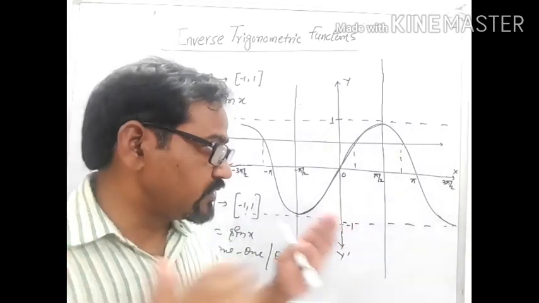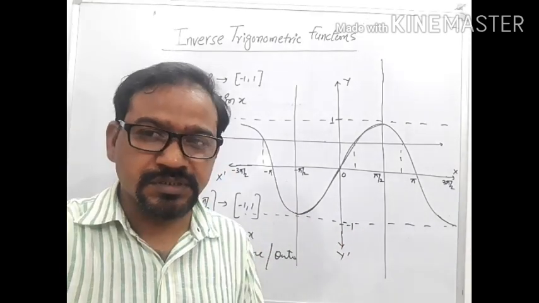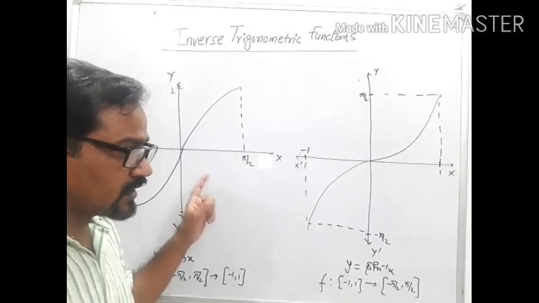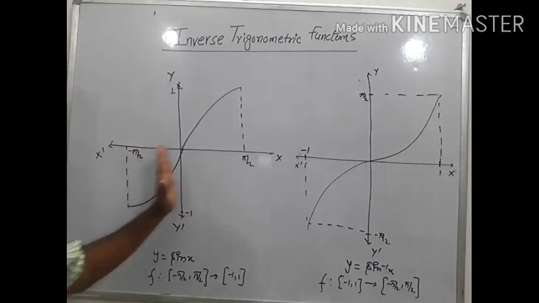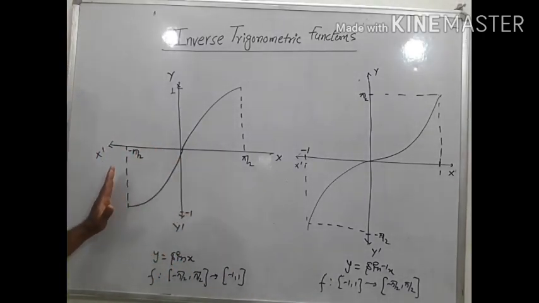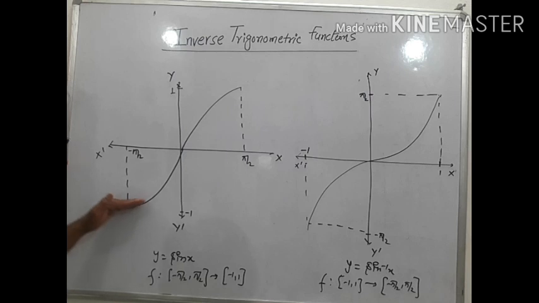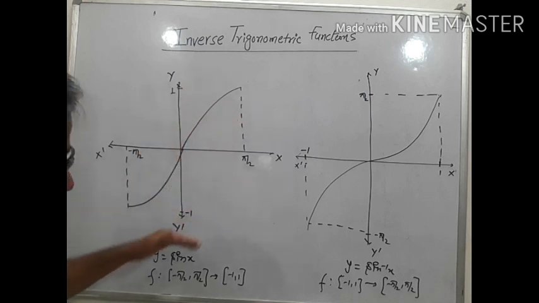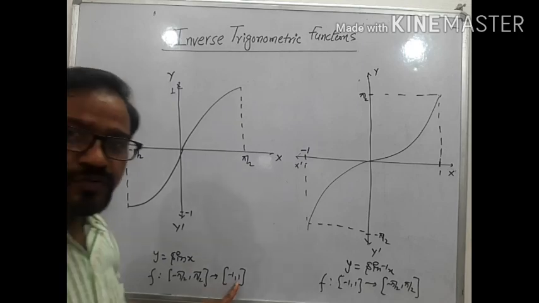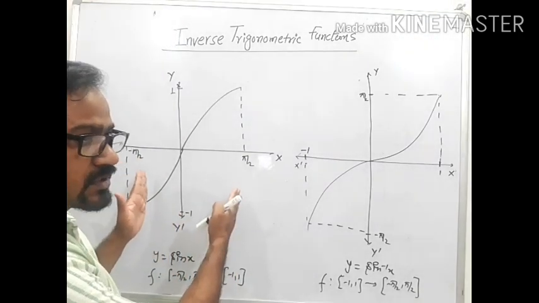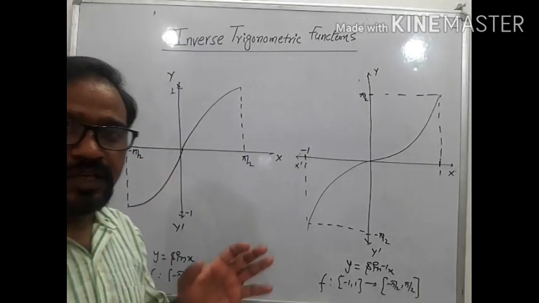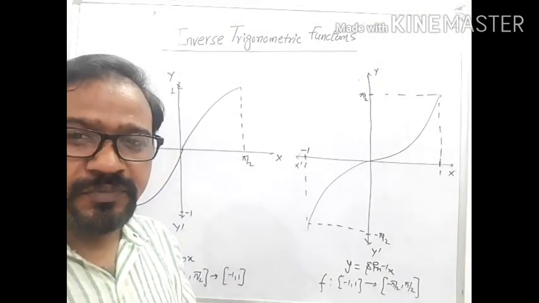Now the graph of this loop and its inverse. Yes, this graph is sin x between minus pi by 2 and pi by 2. At minus pi by 2, sin x is -1, and at pi by 2 it is +1. Therefore this is the restricted domain minus pi by 2 to pi by 2 and the codomain is -1 to 1. Therefore this function is one-one and onto, so the inverse of sin x will exist.